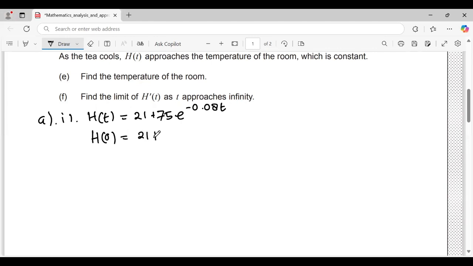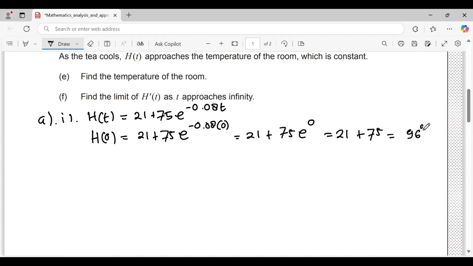So it means 21 plus 75 e power minus 0.08 times 0 is 21 plus 75 e power 0. e power 0 is 1. So 21 plus 75 times 1 is 96. So the initial temperature when t equals 0 is 96 degrees Celsius.